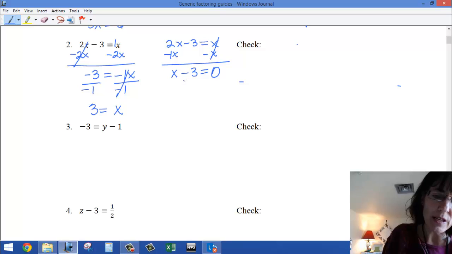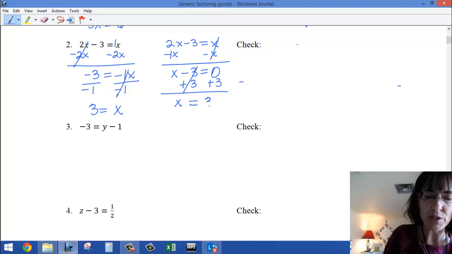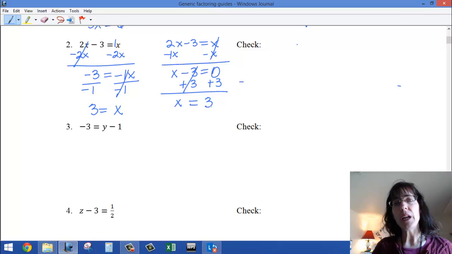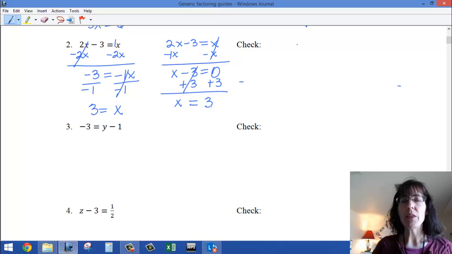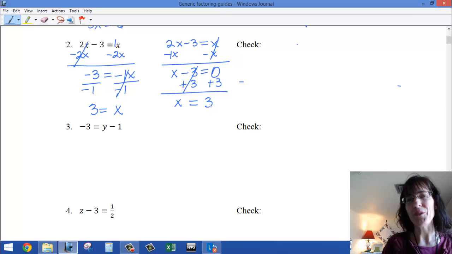So then the next step, I have to add the 3 to both sides. And when I do that, then the 3's here are going to cancel or give me 0, and then I have x equals 0 plus 3, or 3. So I didn't have to deal with the negatives on that method, but I did have to understand that I was getting a 0 on the right-hand side and then use the 3 on both sides to counteract.